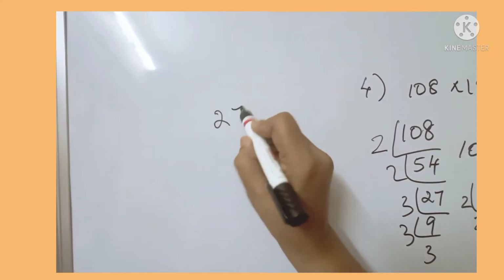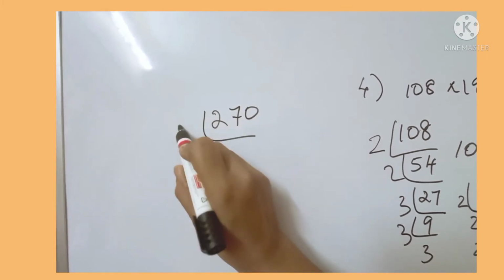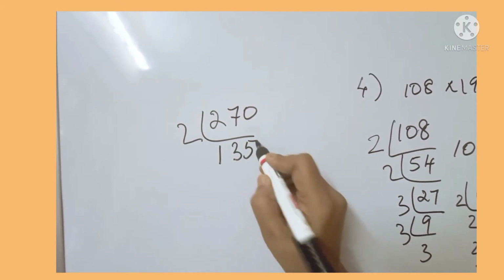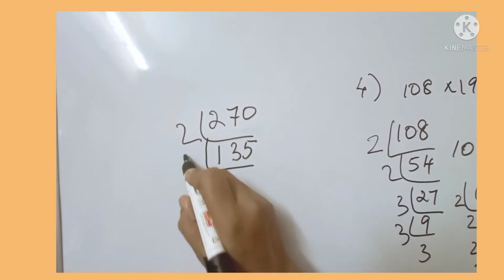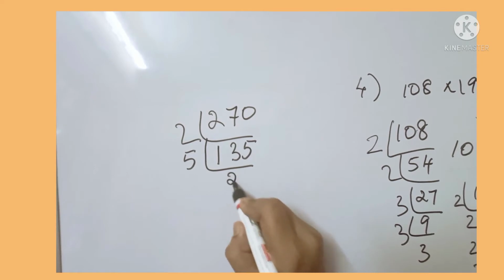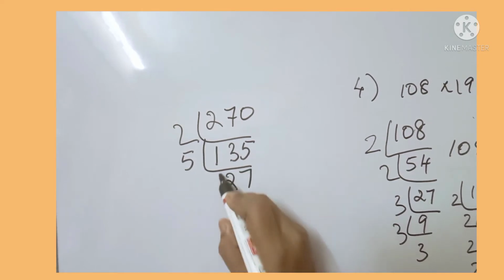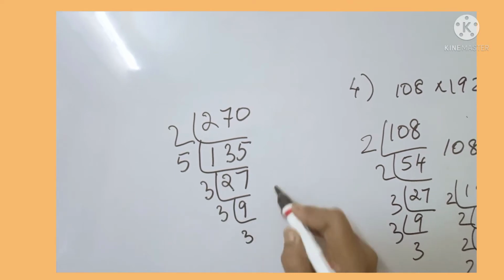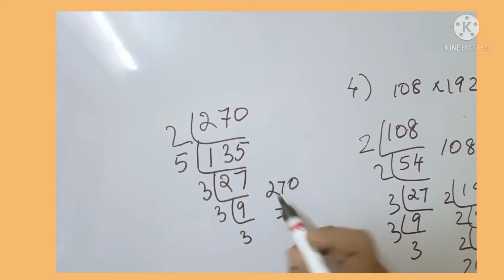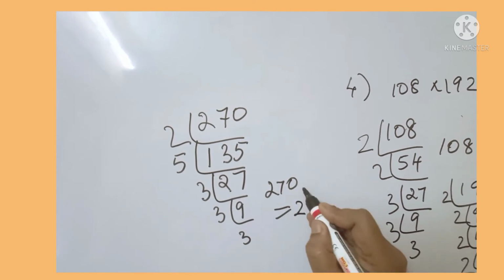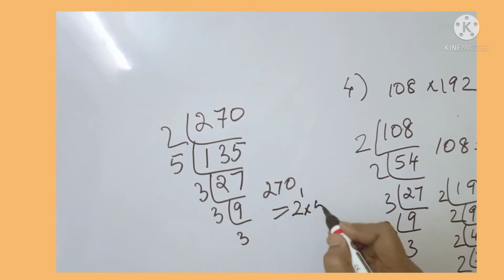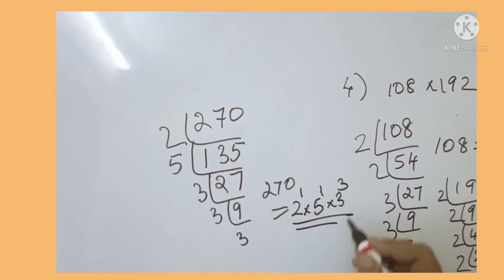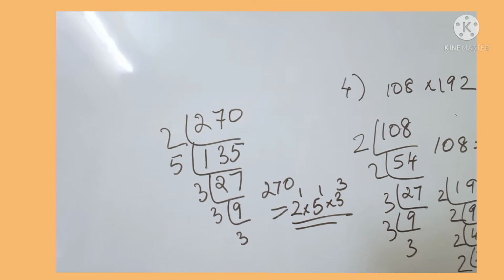The next one is 270. So directly we can divide it by 2. 1 2s are 2, 7 3 2s are 6. What is 135? Then divided by 5. 2 5s are 10, 35. By 3 it is 9. By 3 it is 3. So 270 can be written as how many 2s? That is 2 raised to 1, or 2 into 5 into 3 3s. So 2 into 5 into 3 raised to 3.